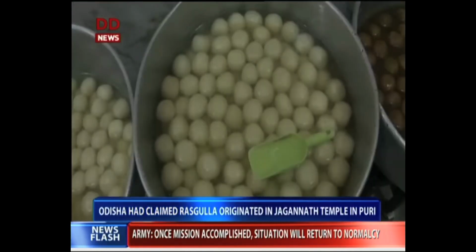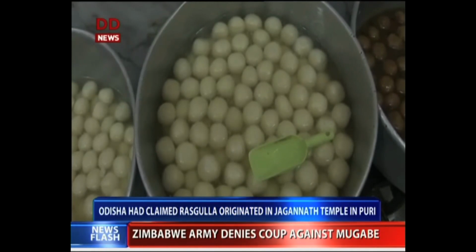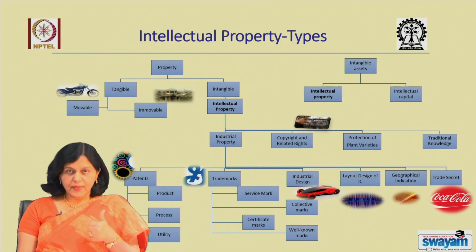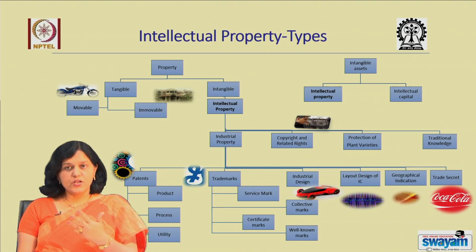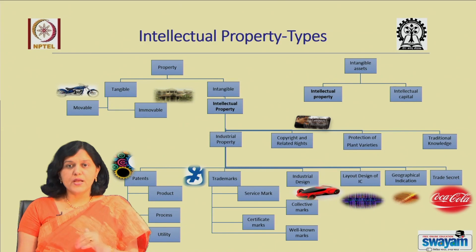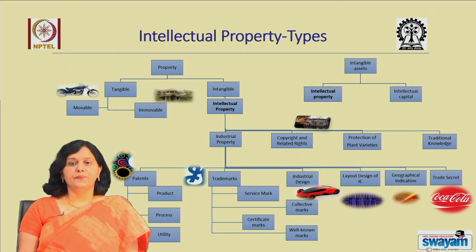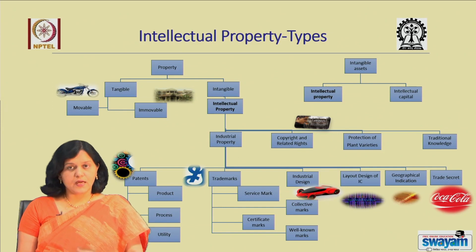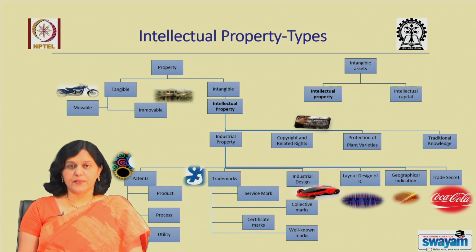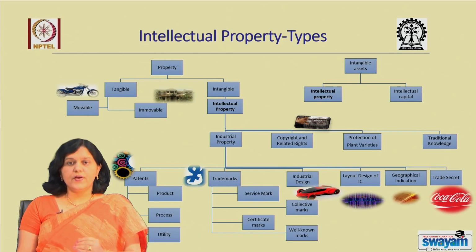Bangla Rasgulla is a syrupy dessert popular all over India and abroad. So, patent, trademark, industrial design and geographical indication are major industrial properties. Then there is semiconductor layout design, another type of intellectual property. The next type is trade secret, a very important aspect of business.